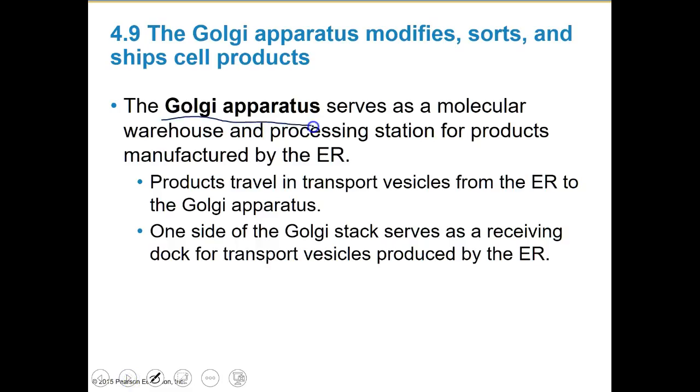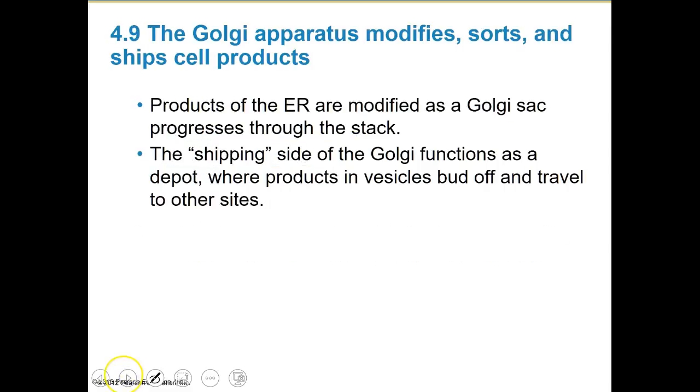The Golgi is one of my favorite ones. It serves as a molecular warehouse and a processing station for the products that are manufactured by the endoplasmic reticulum. So products travel via vesicles to the endoplasmic reticulum and then to the Golgi apparatus. One side of the Golgi stack serves as a receiving dock and transport vesicles produced by the ER. The big thing, you see, it's a warehouse, it processes, it helps kind of things travel. The big thing here is that it'll help modify and process through its stack. It'll also do shipping.